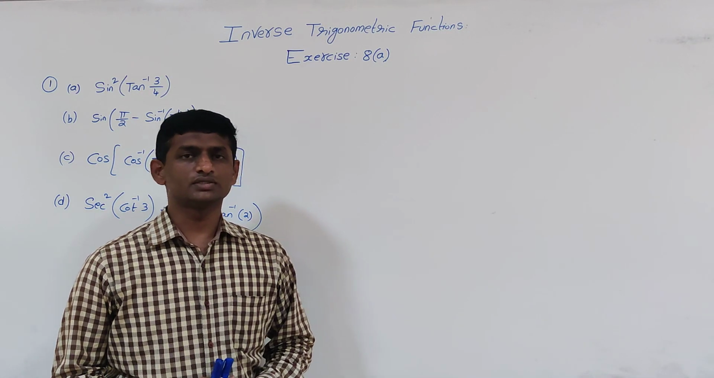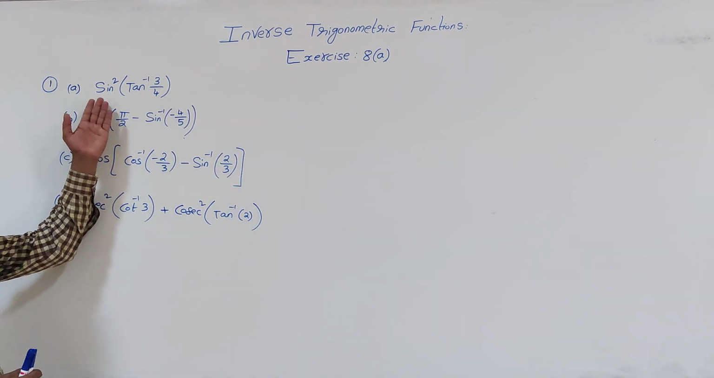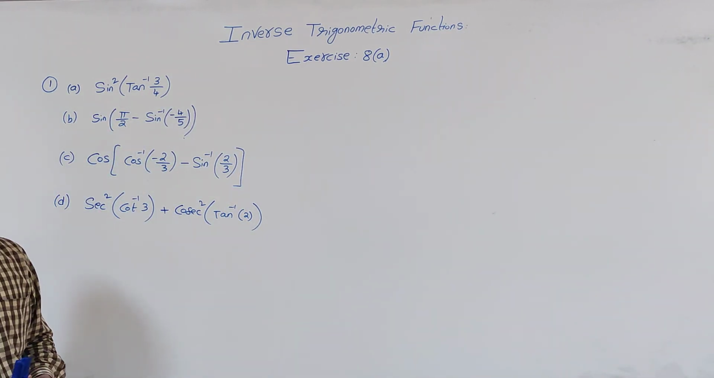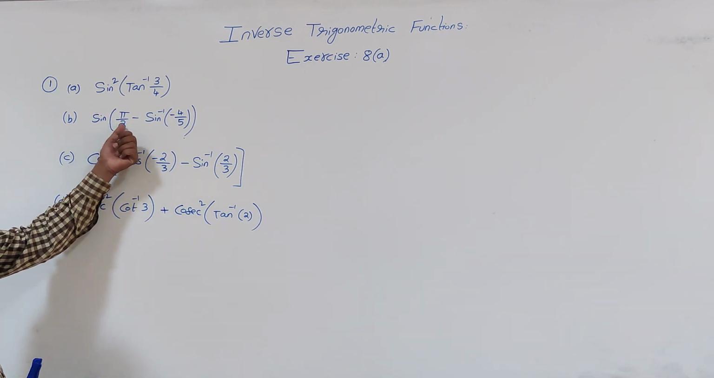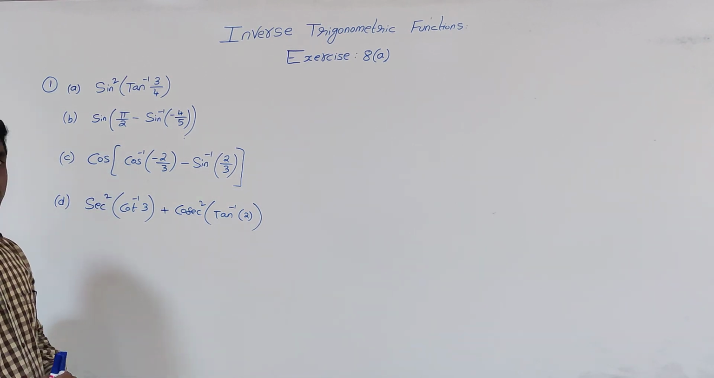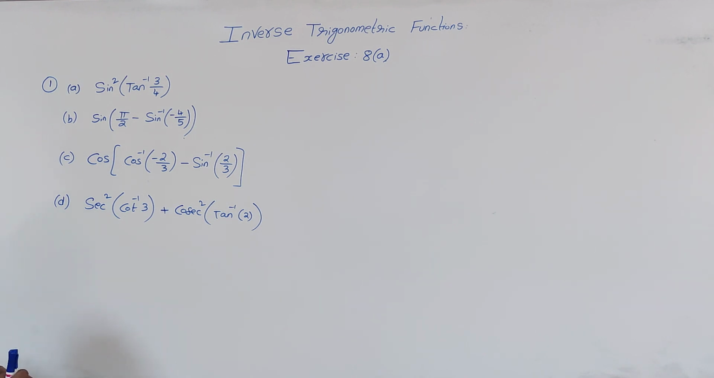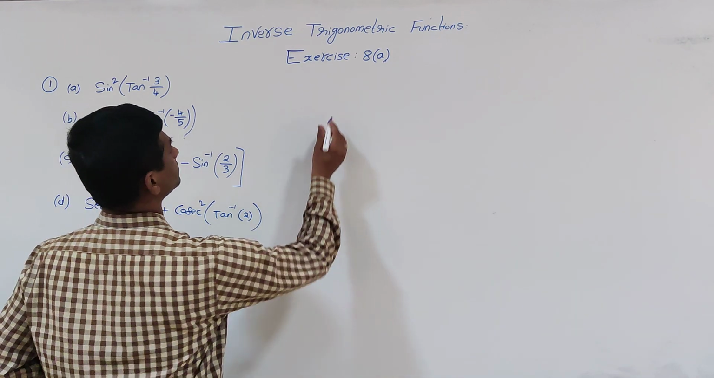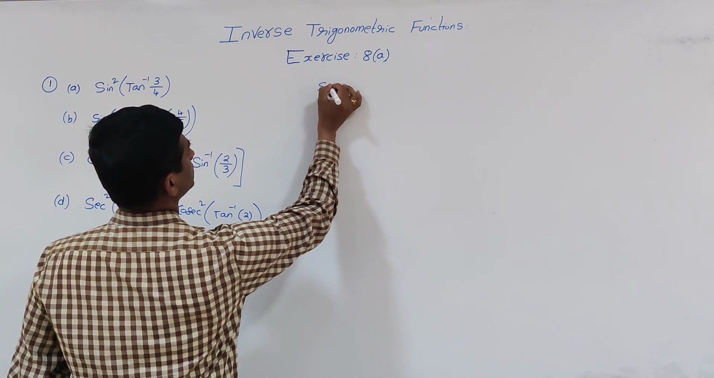The first question is solve sine square of tan inverse of 3 by 4. Second bit is sine of pi by 2 minus sine inverse of minus 4 by 5. Third is cos of cos inverse minus 2 by 3 minus sine inverse of 2 by 3. And last is secant square of cot inverse of 3 plus cosecant square of tan inverse of 2. So we'll see the solutions one by one. Solution.